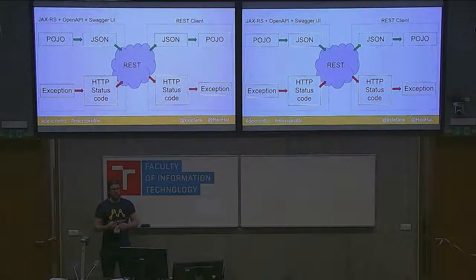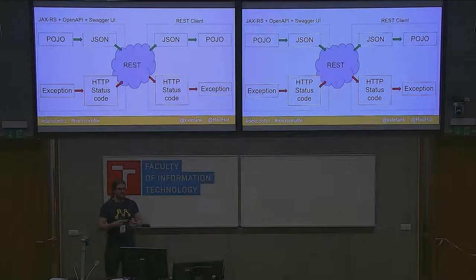When we put all of this together, we can basically mask, or make transparent, that we are using REST in the background. If we make a client invocation to a server and the response is successful, we are transforming some POJO with JSON-B into JSON. On the other side, again with JSON-B, we will deserialize the JSON into a POJO. And if some error happens, we will be throwing an exception on the server. This will get mapped into a response code, and the same response code can again be mapped to the same exception on the client.